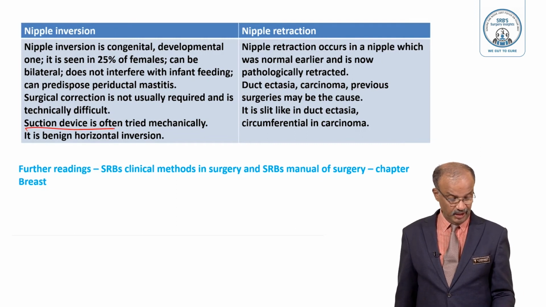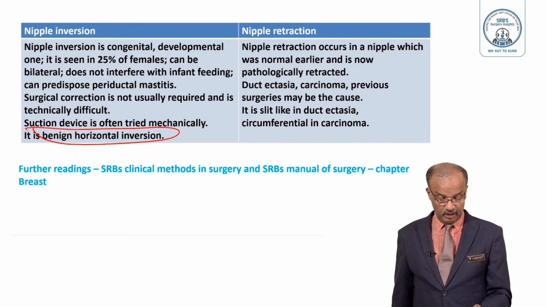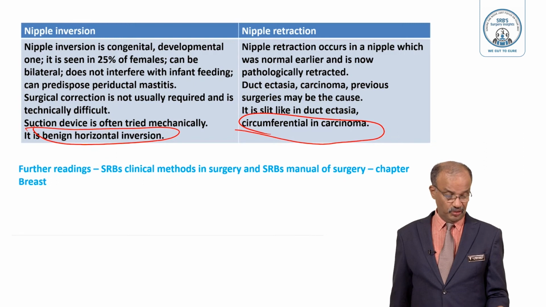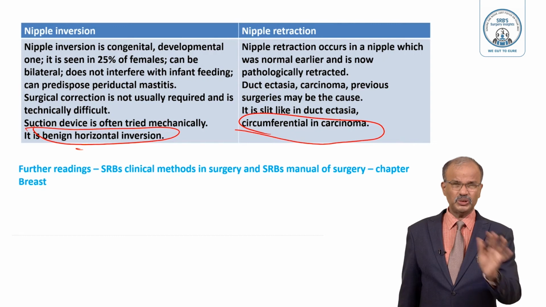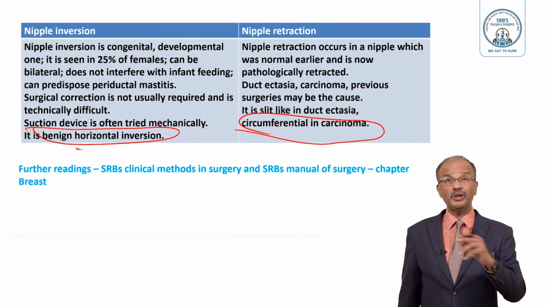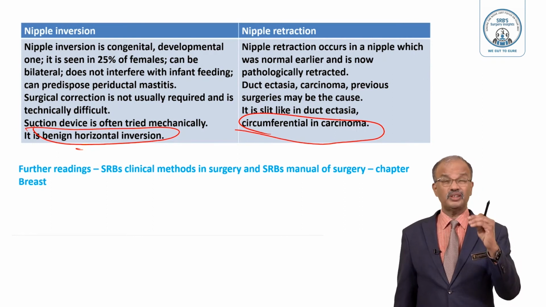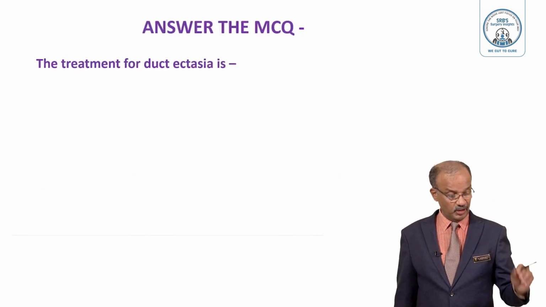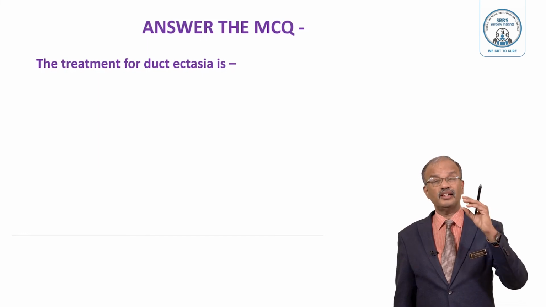It's benign and horizontal, remember. Where it is circumferential, it's pathological, it's retracted. It can be seen in duct ectasia, carcinoma, previous surgery, and all those things. See, it is circumferential. This is slit-like, commonly horizontal; this is circumferential. So retraction is very specific, inversion is congenital. Just by looking, both look almost alike, but history is very important. That is a point which you have to remember. So for this detail, read my Manual of Surgery breast chapter, and Clinical Methods in Surgery, again the breast chapter.